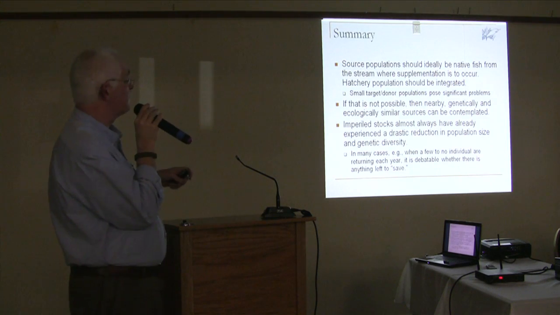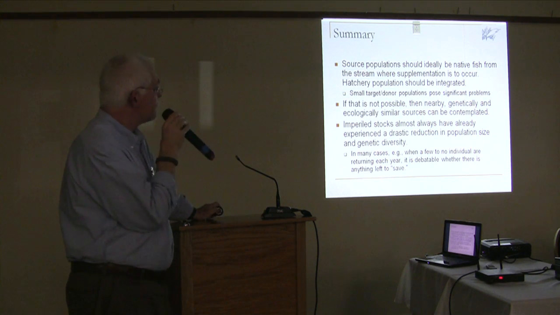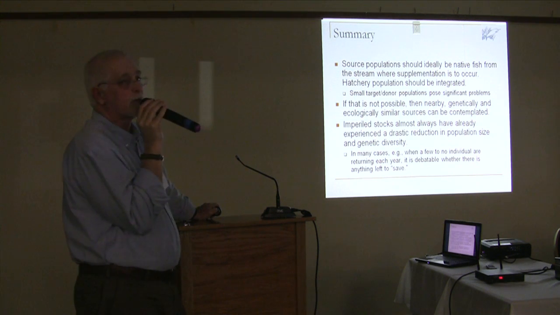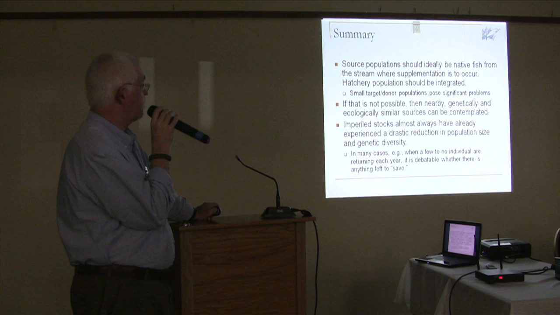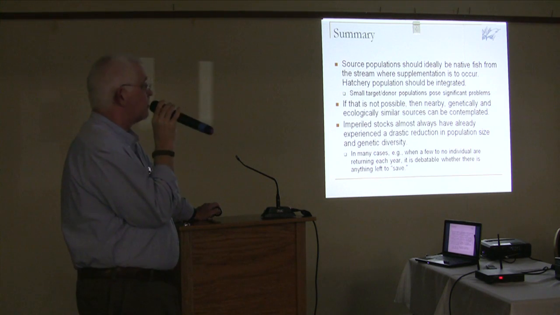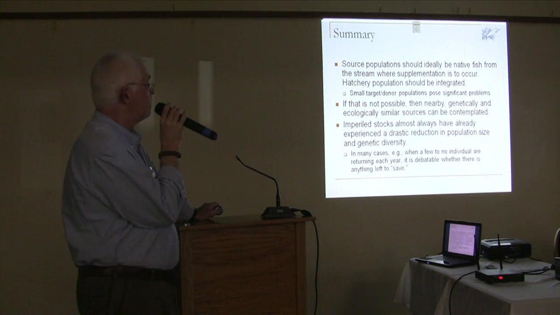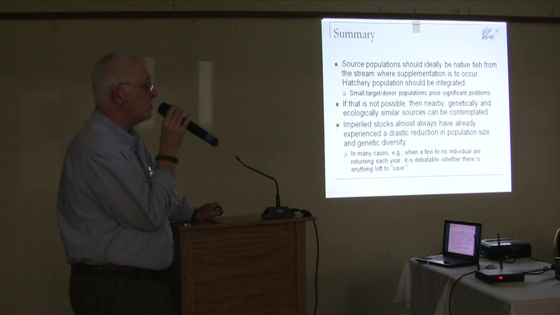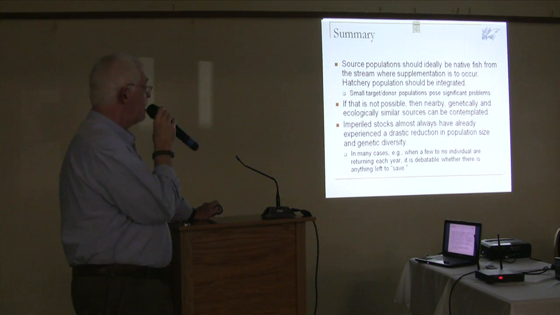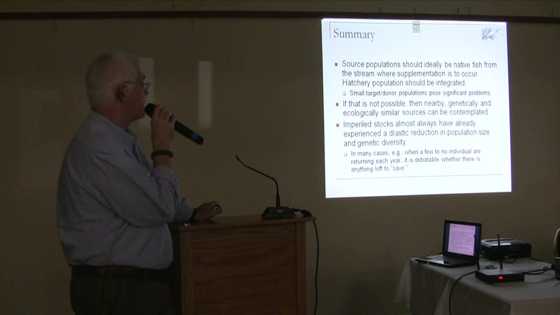So just to summarize a little bit, source population should ideally be native fish from the stream where supplementation is to occur, and the hatchery population should be integrated. Small target populations are going to pose significant problems for recovery. If it's not possible to use native stock from a stream, then genetically and ecologically similar sources can be contemplated.